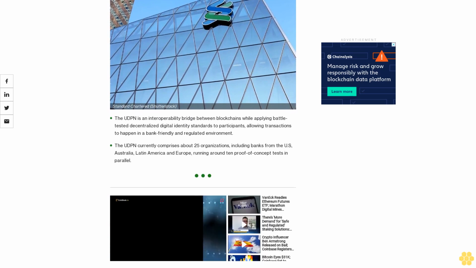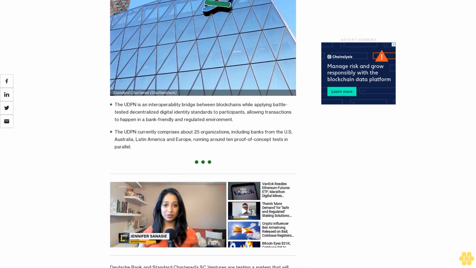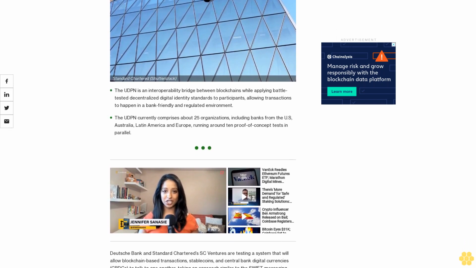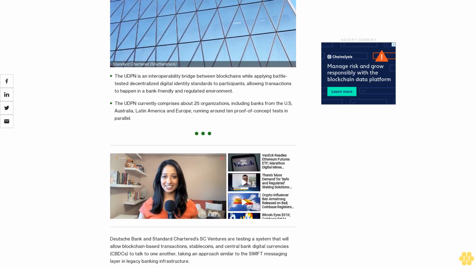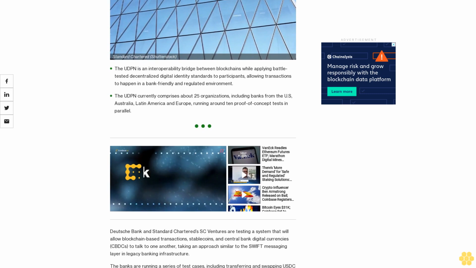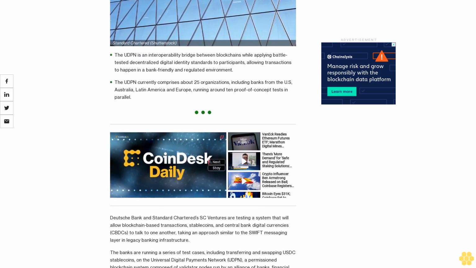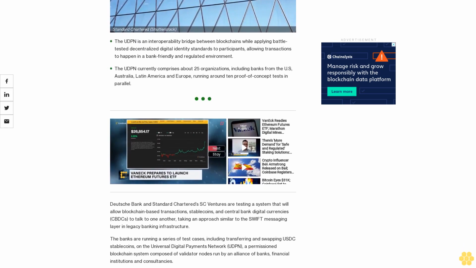The UDPN currently comprises about 25 organizations, including banks from the U.S., Australia, Latin America, and Europe, running around 10 proof-of-concept tests in parallel. Deutsche Bank and Standard Chartered's SC Ventures are testing a system that will allow blockchain-based transactions, stablecoins, and central bank digital currencies (CBDCs) to talk to one another, taking an approach similar to the Swift messaging layer and legacy banking infrastructure.